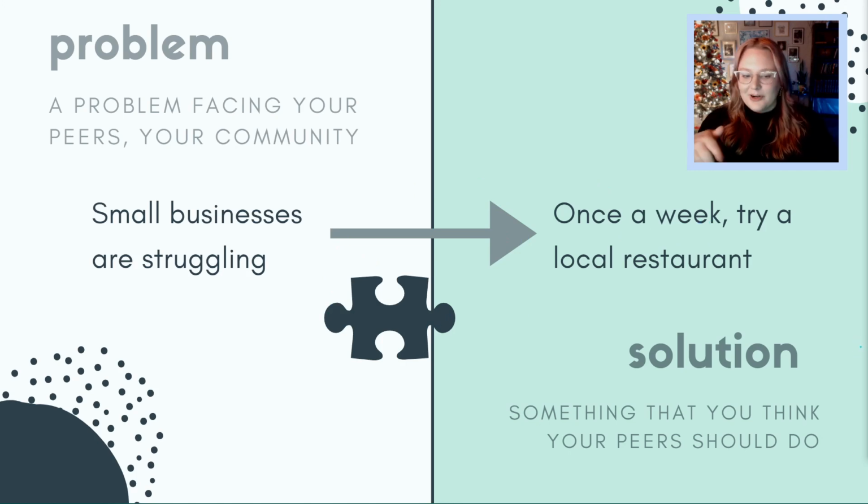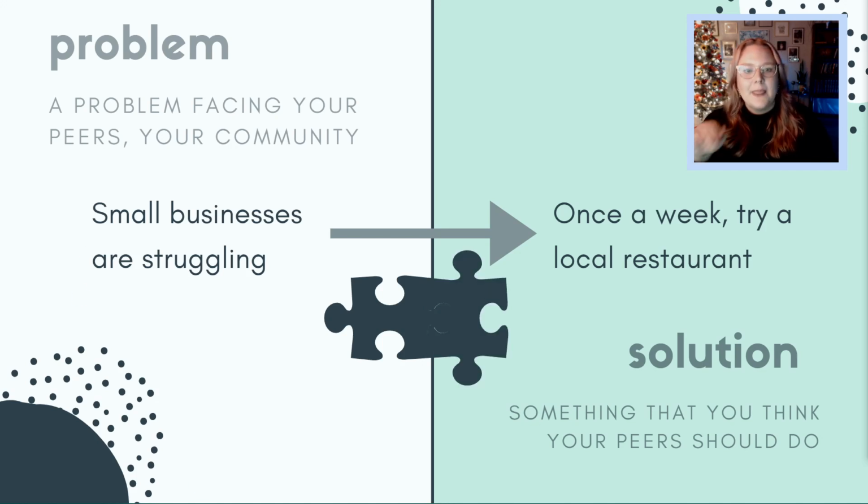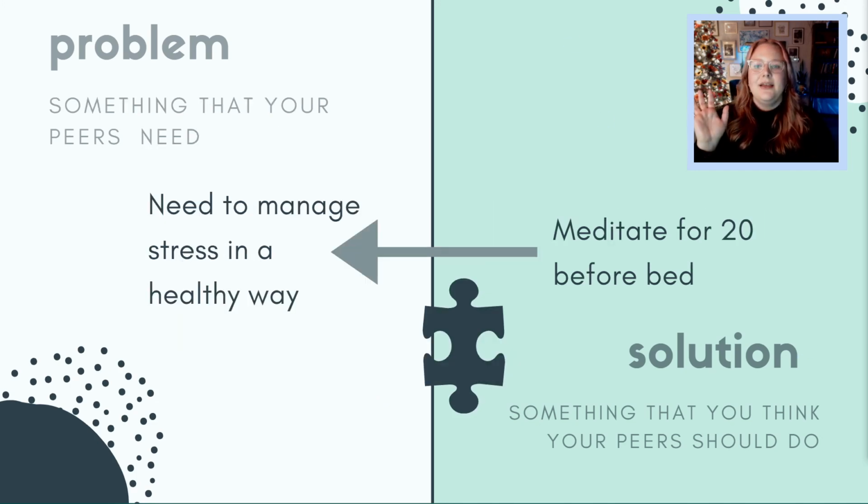But if that doesn't work for your brain, maybe it's easier for you to work backwards and start with the solution that you know you want and then figure out that problem. So maybe you want to start by thinking of the solution. So brainstorming this backwards. You can start with coming up with something you think your peers should do. What is something you think everyone should start doing?